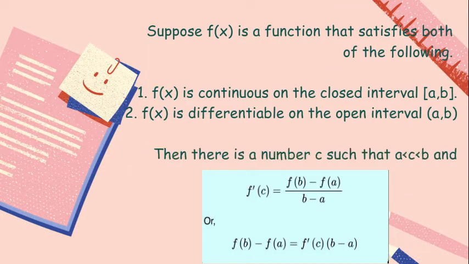For the mean value theorem, suppose f(x) is a function that satisfies both of the following. First, f(x) is continuous on the closed interval [a, b]. Second, f(x) is differentiable on the open interval (a, b). Then there is a number c such that a is smaller than c, c is smaller than b, and f prime of c equals f(b) minus f(a) divided by b minus a, or f(b) minus f(a) equals f prime of c multiplied by b minus a.